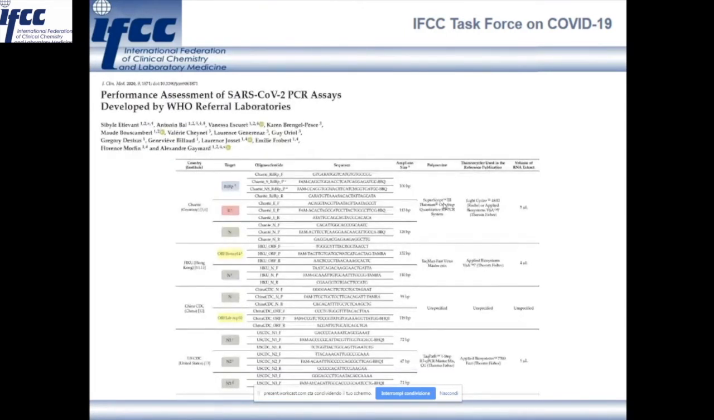A brief description of the most widely used RT-PCR tests is summarized in this slide, which emphasizes the considerably different assay conditions, starting with the use of different molecular gene markers across the different validated assays.